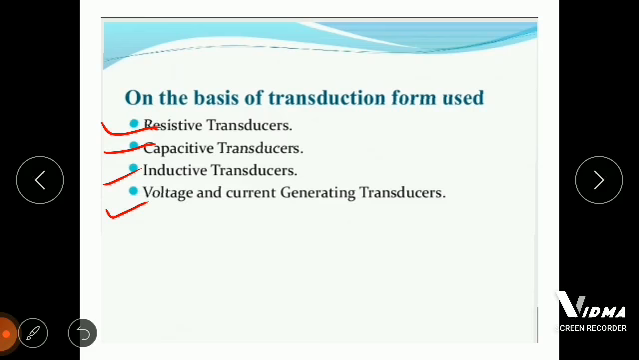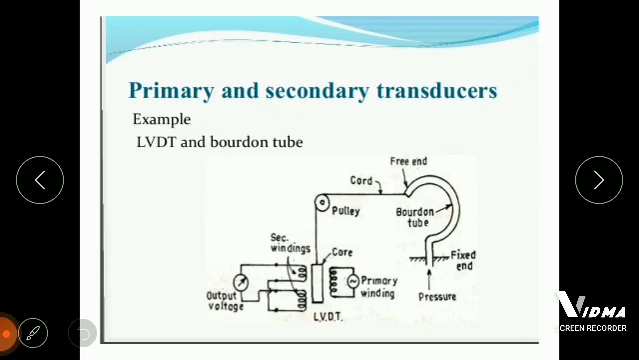Primary and secondary transducer. So primary and secondary transducer will behave like that. The working of the second transducer depends upon the output of your first transducer. So the first transducer is a primary transducer and the second transducer is a secondary transducer. We are taking the example of your LVDT and Bourdon tube.